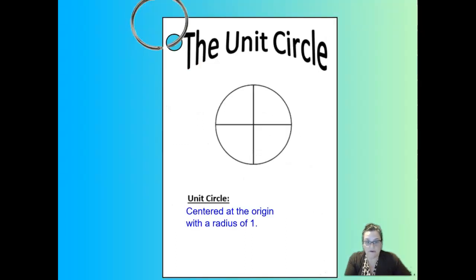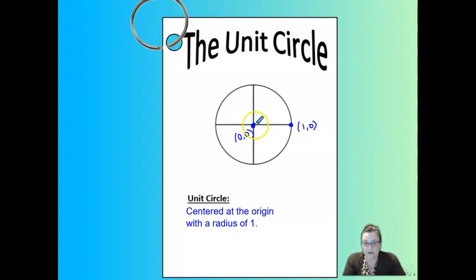So on the front of your notes booklet, we're going to just recall that the unit circle is a circle that's centered at the origin of the coordinate plane. So this point is located at 0, 0. And the radius of a unit circle is 1 unit. So the point where the x-axis intersects with the circle on the right is 1, 0. That's the radius of 1, starting at the origin and heading to the right.